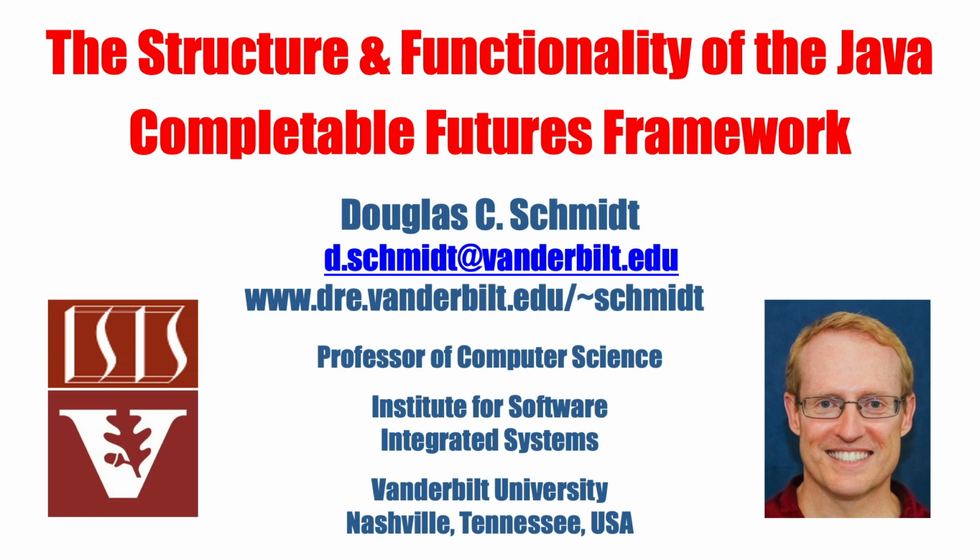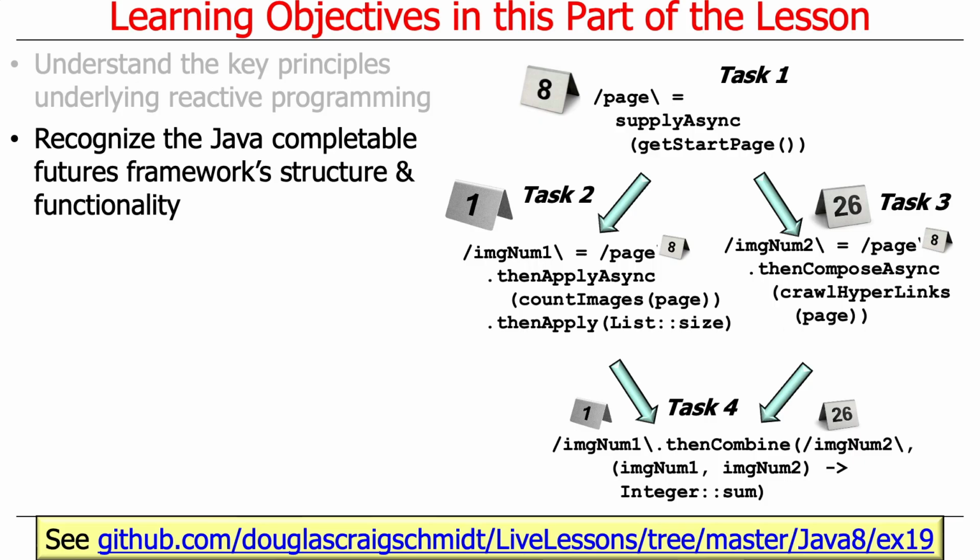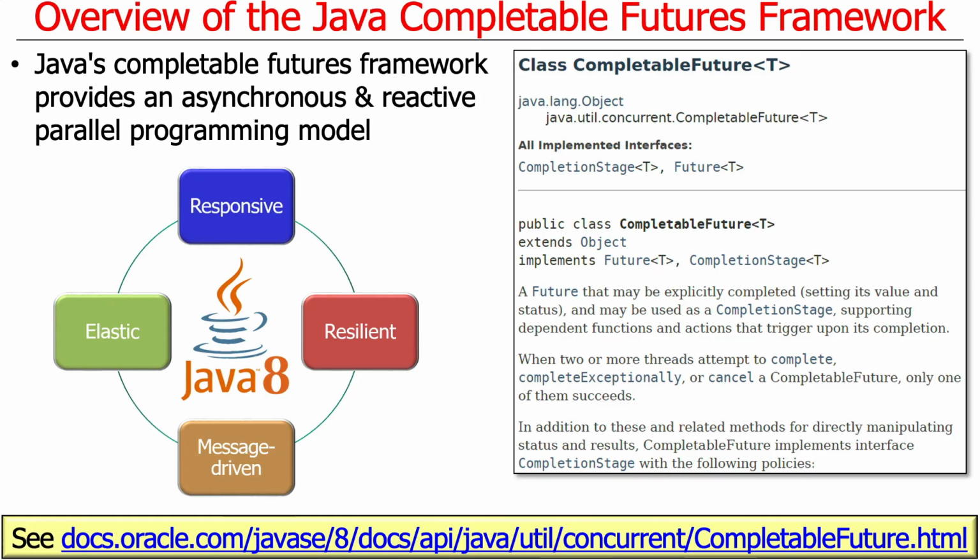So now that we've talked a bit about reactive programming as a set of concepts, let's talk next about the structure and functionality of the Java Completable Futures framework. And we'll talk about how it works and what it does and why it does what it does the way it does it. So the Completable Future framework is an asynchronous and quasi-reactive parallel programming model.